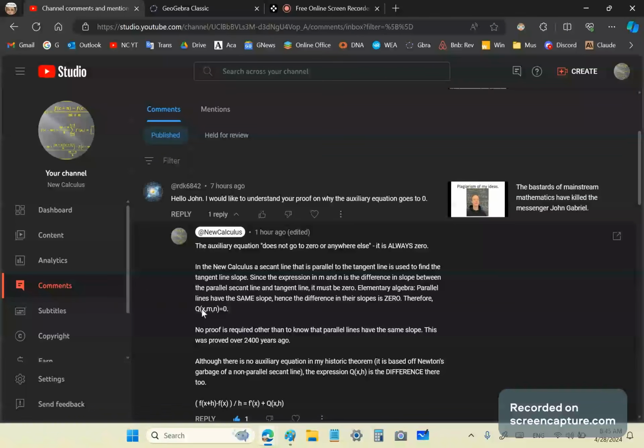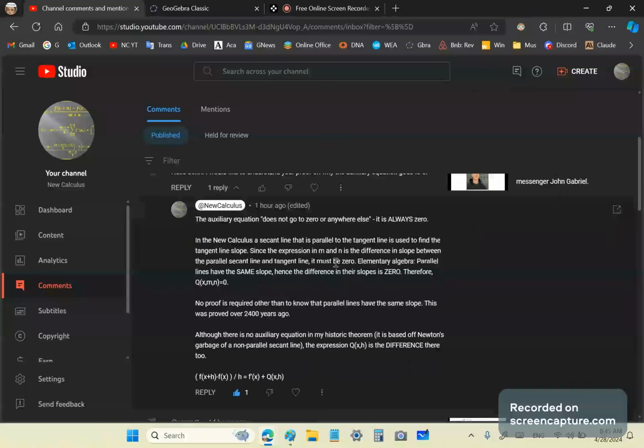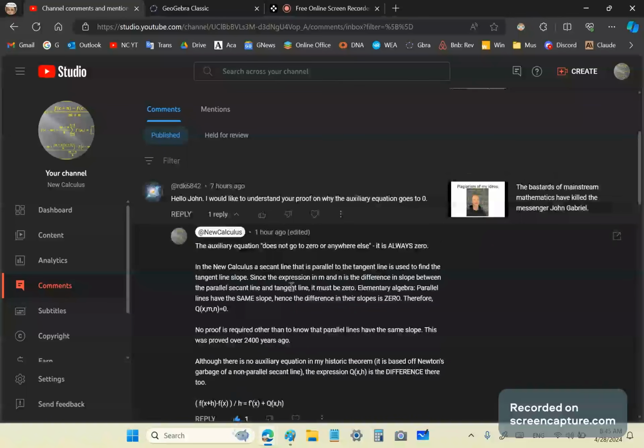Since the expression in M and N is the difference in slope between the parallel secant line and the tangent line, it must be zero. Because parallel lines have the same slope, you idiots. So if you take the difference, it's zero. It's elementary algebra. That's why the auxiliary equation will always be zero. And I'll get to what the auxiliary equation is in a moment. There's no proof required. This is as simple as proving that parallel lines have the same slope.